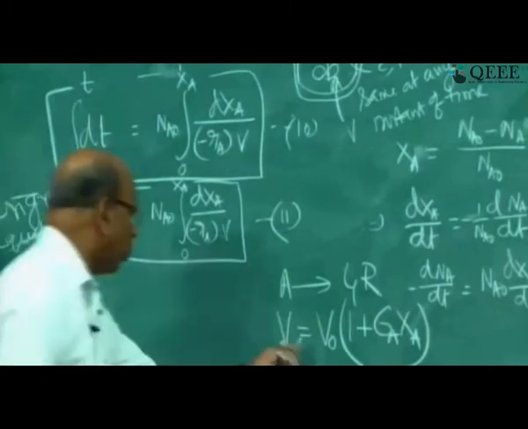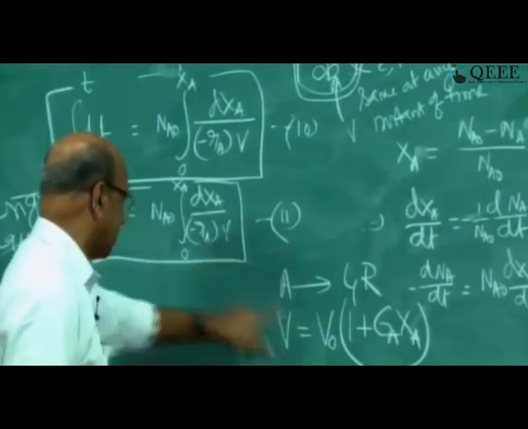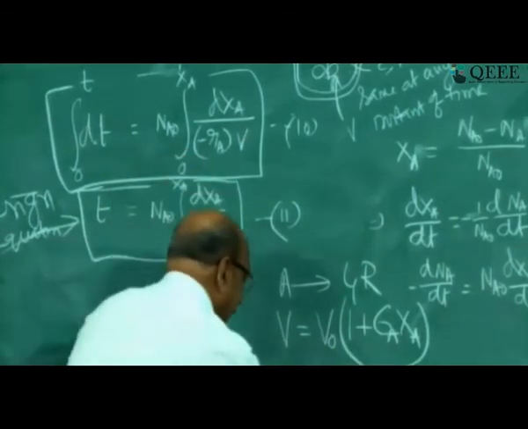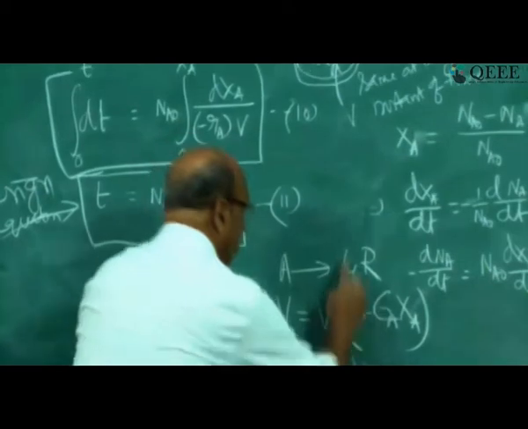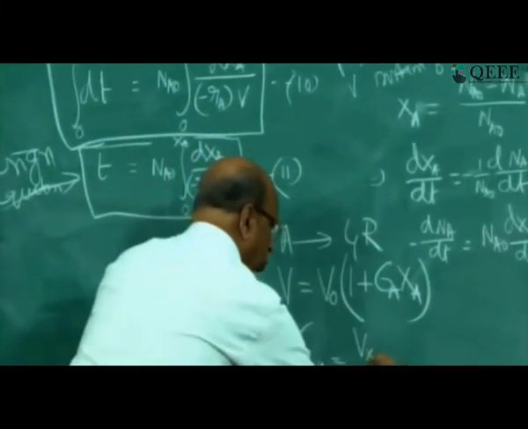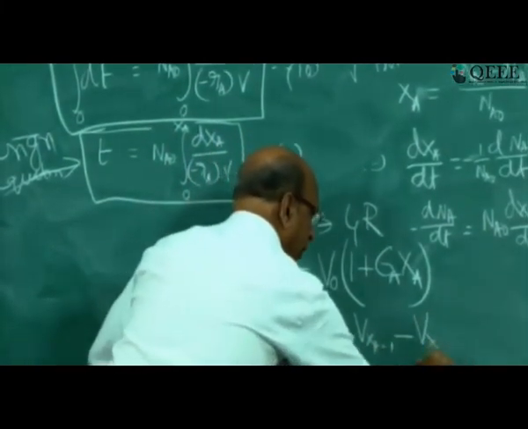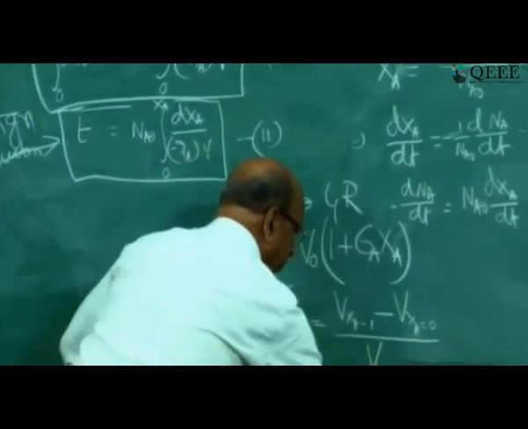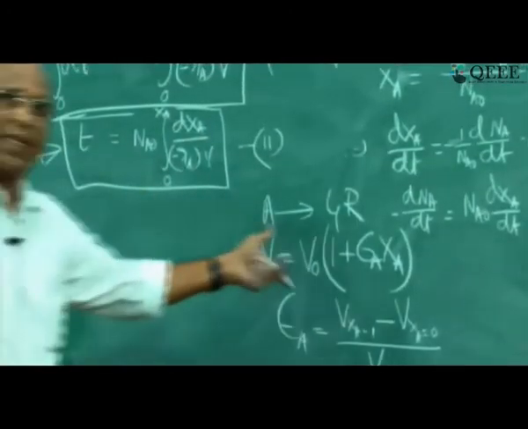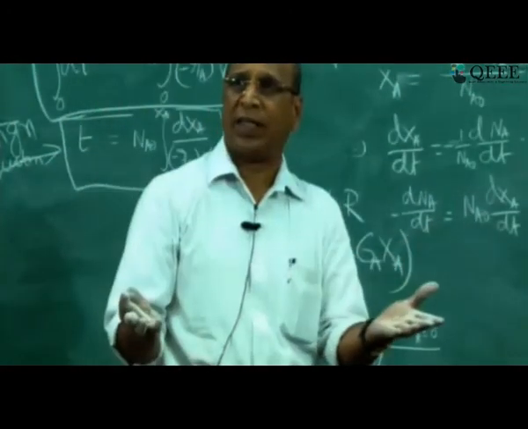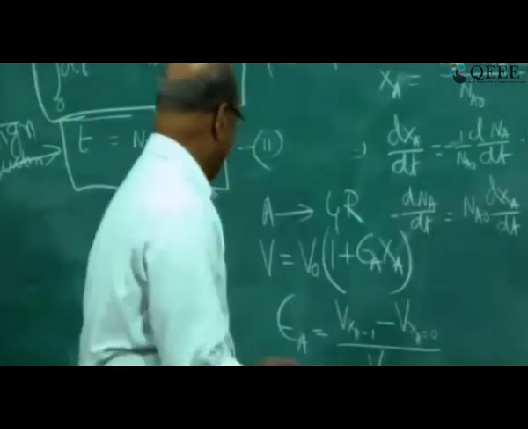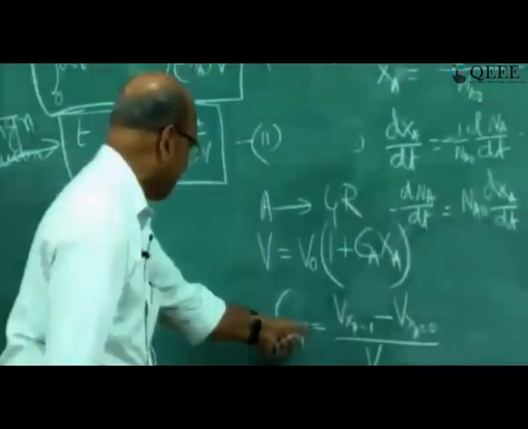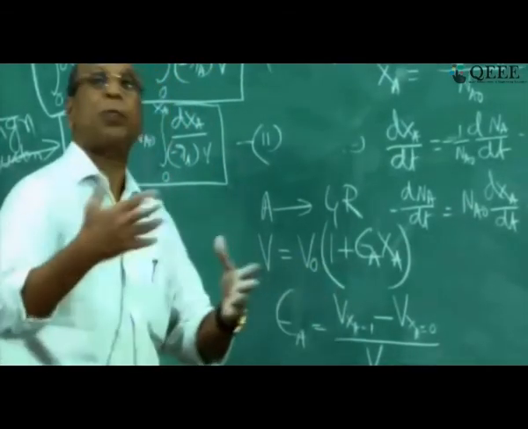This is how the volume expands, where epsilon A is defined as the volume at conversion XA = 1 minus the volume at XA = 0, divided by the volume at XA = 0. I also have a nice derivation for this, but I don't think I have time to do that. So please accept this, otherwise you can kindly ask your teachers. So this is the definition of this volume expansion.